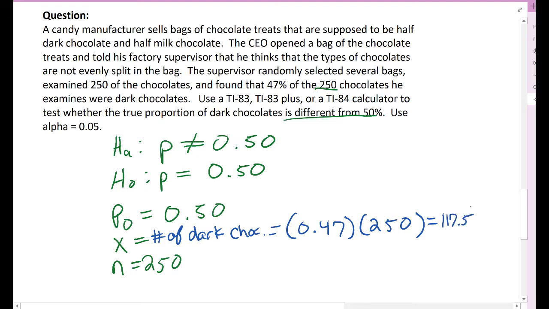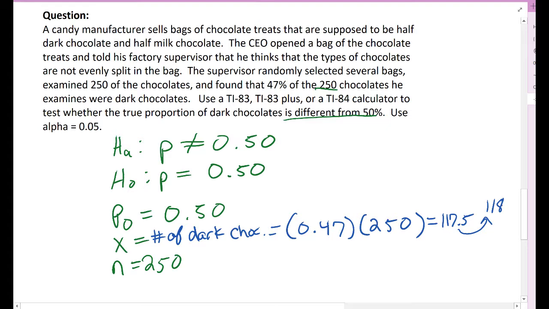But here's a very important piece of the puzzle here. You cannot have a decimal for your X or your N. We can't have half of a chocolate. That makes no sense. Or think of it in terms of people. What if we were selecting people? We can't have half a person. So what we're going to do is round that 117.5 up to a 118. And the general convention is to always round up. Okay? So we're going to let our X be the 118.